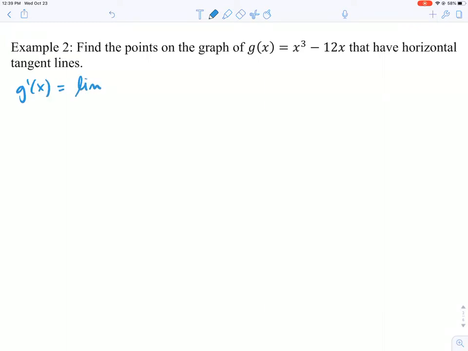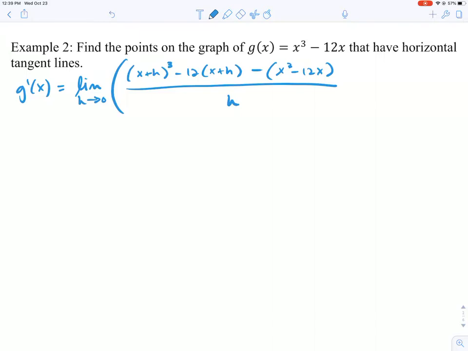And we're using our limit definition here for all of these. Oh boy, this is a cubic. So x plus h cubed minus 12 times x plus h, and then minus the original function, so x cubed minus 12x, all over h. And all we can do to try and get that h in the denominator to cancel is multiply everything out in the numerator, so sledgehammer method. And this is going to be a bit of a doozy since we don't have binomial theorem to help us with multiplying.